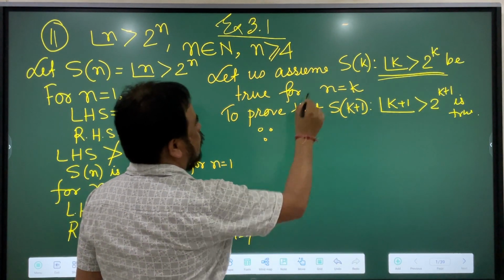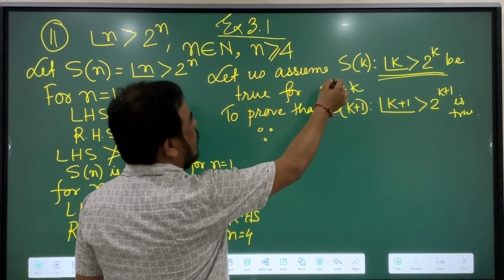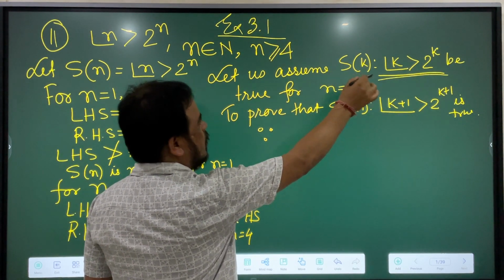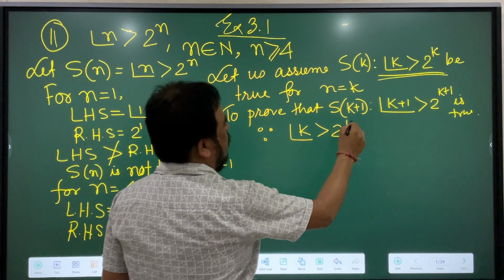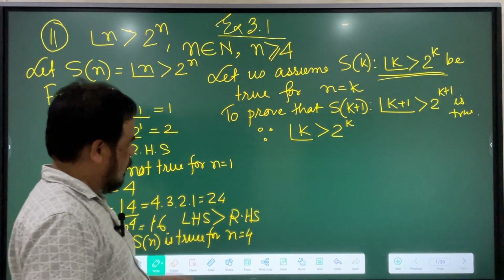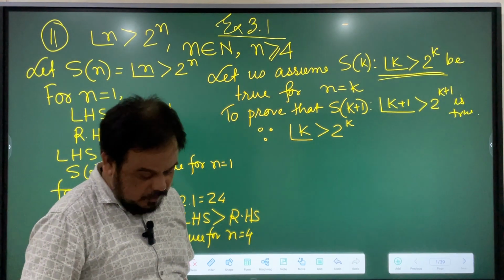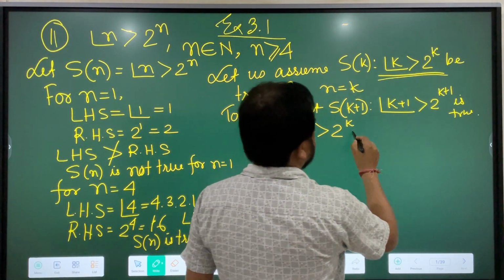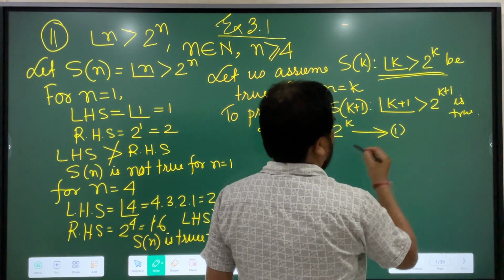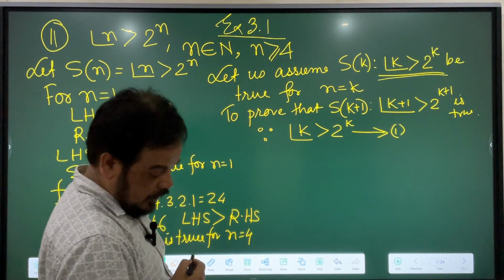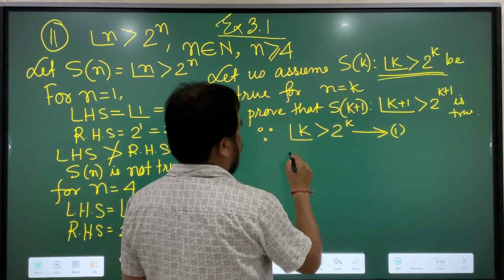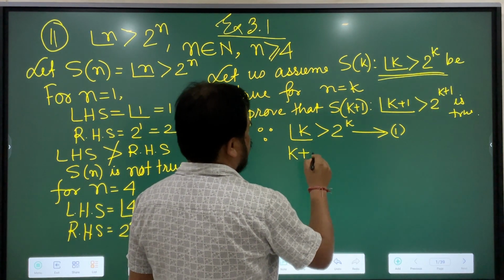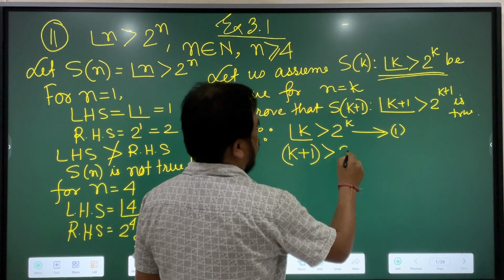Since we have already assumed that k factorial is greater than 2 to the power k. Factorial k is greater than 2 to the power k. This one we just take as number 1. Next, I will explain, k plus 1 is also greater than 2.